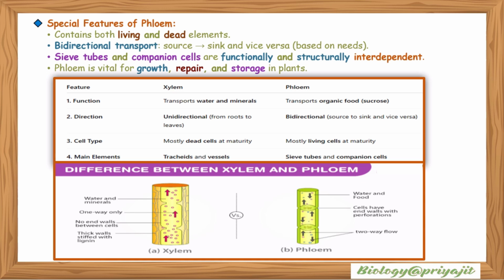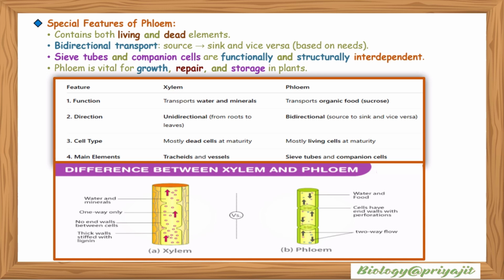There is a difference between xylem and phloem. Water and minerals are transported in xylem, but phloem transports food and water. Xylem conducts one-way movement, but phloem cells have end walls with perforations, so it is involved in two-way movement. In xylem there are no end walls between cells, and thick walls with deposited lignin. Xylem transports water and minerals. Phloem transports organic food and water.